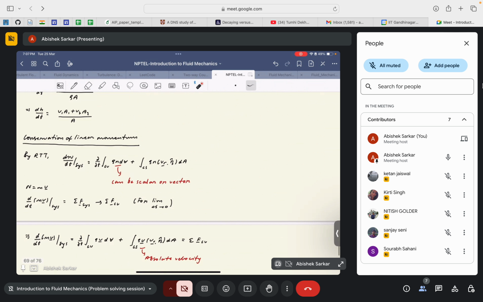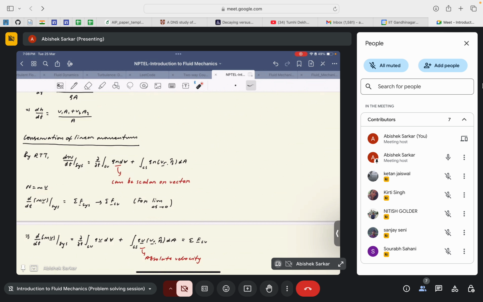Now let us look into the momentum conservation. As I was mentioning previously, the canonical form of the governing equation is RTT. So just change the value of n, and you will get the respective conservation principle. For momentum conservation, replace n by the linear momentum, that is mv. So d by dt of mv for the control system would be equal to the net rate of change of force inside the control system, as delta t goes to 0. This was discussed in the lecture, so I suggest that you go back to see how this is achieved.